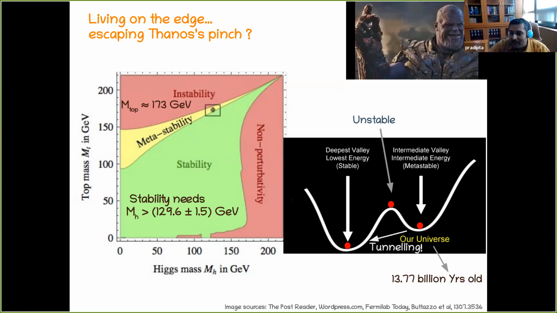Now, that means it may happen just like this Thanos pinch. At one moment we are here, and in the next moment we all evaporate. But we know our universe is almost 14 billion years old. So maybe the tunneling probability is actually way larger than that. But that is actually one glitch.